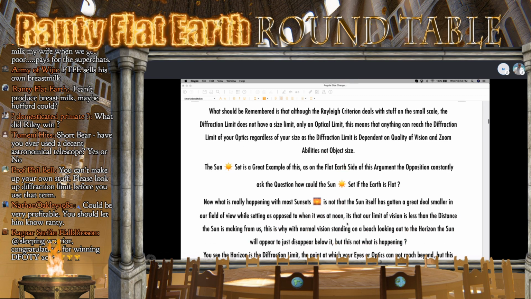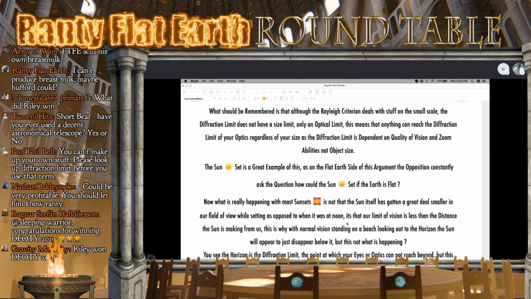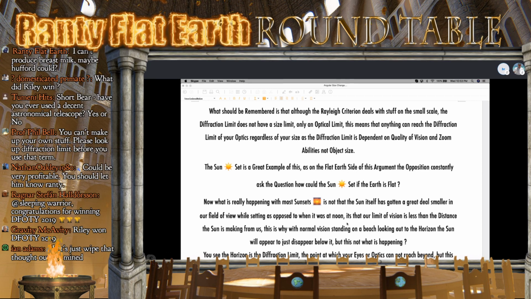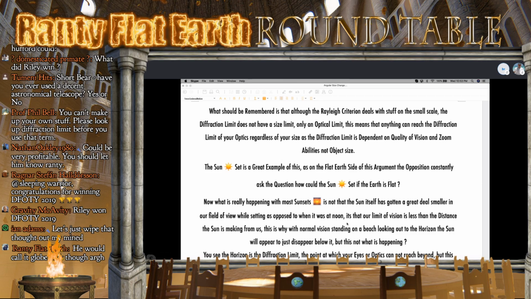Now, what should be remembered is that although the Rayleigh criterion deals with stuff on a small scale, the diffraction limit does not have a size limit, only an optical limit. This means that anything can reach the diffraction limit of your optics, regardless of your size, as the diffraction limit is dependent on quality of vision and zoom abilities, not object size.